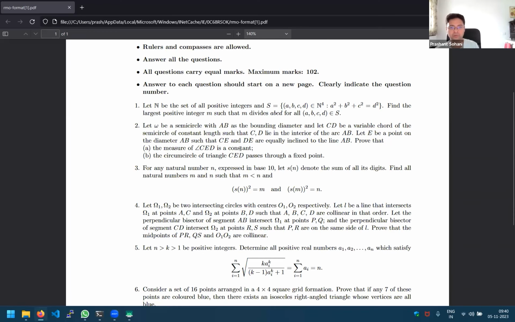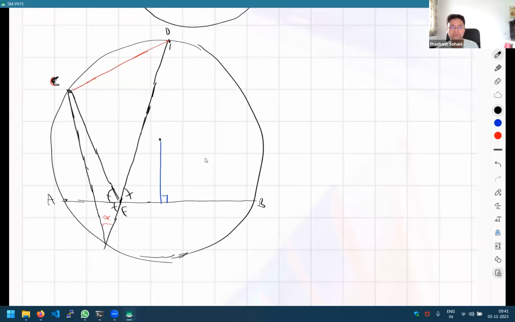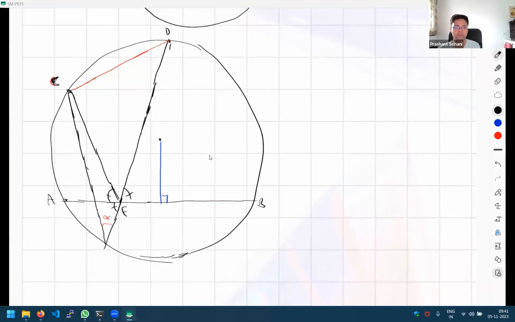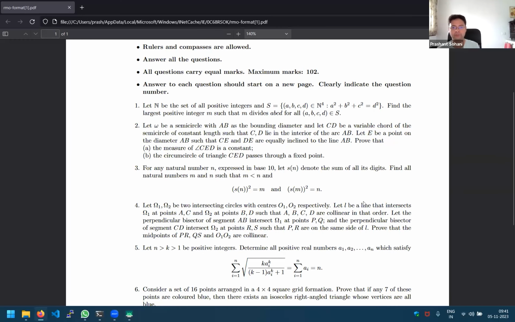Okay, so this was question two. By the way, I think there is a coordinate geometry solution also. I think some students must have done it, but anyway, I will not cover it right now. I think with the right choice of reference frame and coordinate system, you can do it that way also. Okay, then question three.